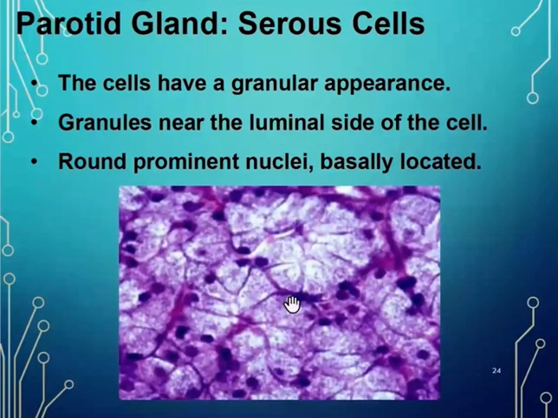So we have a granular appearance of the serous cells from the numerous granules that are found in the luminal portion of the cell, adjacent to the lumen. We've said it is a very small lumen, and the cells produce a granular appearance under routine hematoxylin and eosin staining.